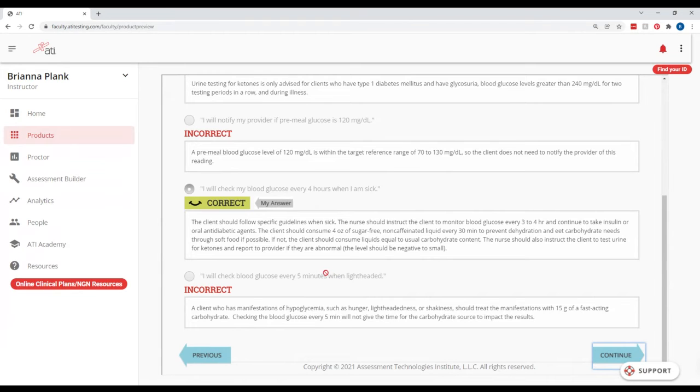And then when they're lightheaded, we are going to do like every 15 minutes. So all of your hypoglycemia protocols, there we go. You're going to give your intervention and then you're going to recheck in 15 minutes because 5 minutes isn't enough when they've eaten something or taken a juice. 5 minutes isn't going to be long enough for that to take effect, okay? So, not that one.